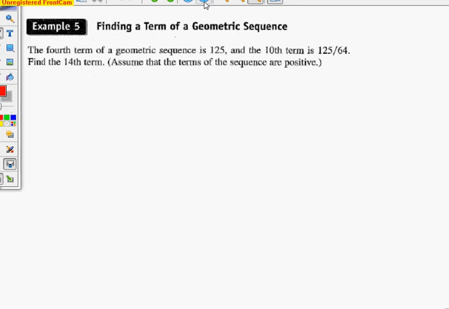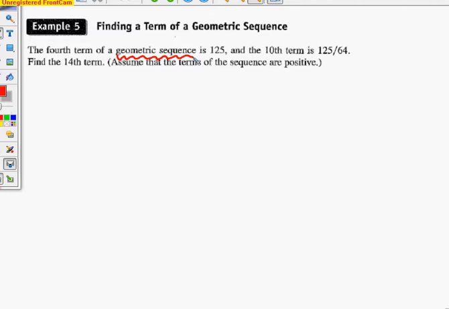Next. Okay, here we go. Find the fourth term of a geometric sequence. The fourth term of a geometric sequence is 125, and the 10th term is 125 over 64. Find the 14th term and assume that the terms of the sequence are positive.